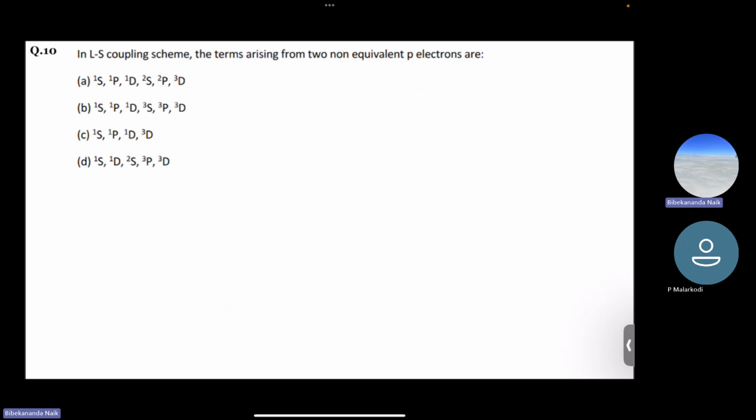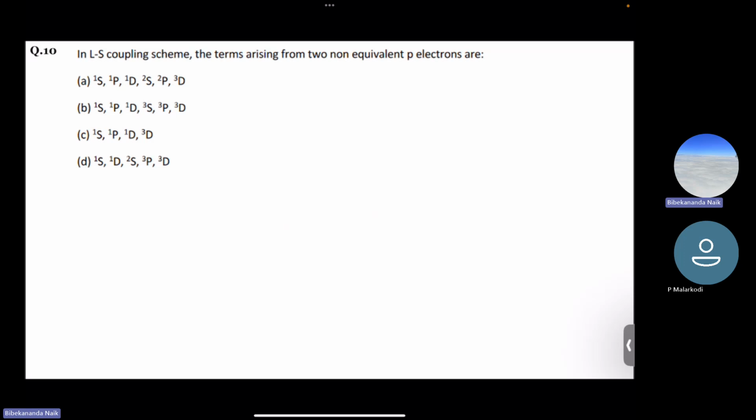Okay, so now we will move to question number 10. Question number 10 says, in LS coupling scheme, the terms arising from two non-equivalent p electrons are. So non-equivalent means both do not correspond to the same n value. So n is different for both the cases.